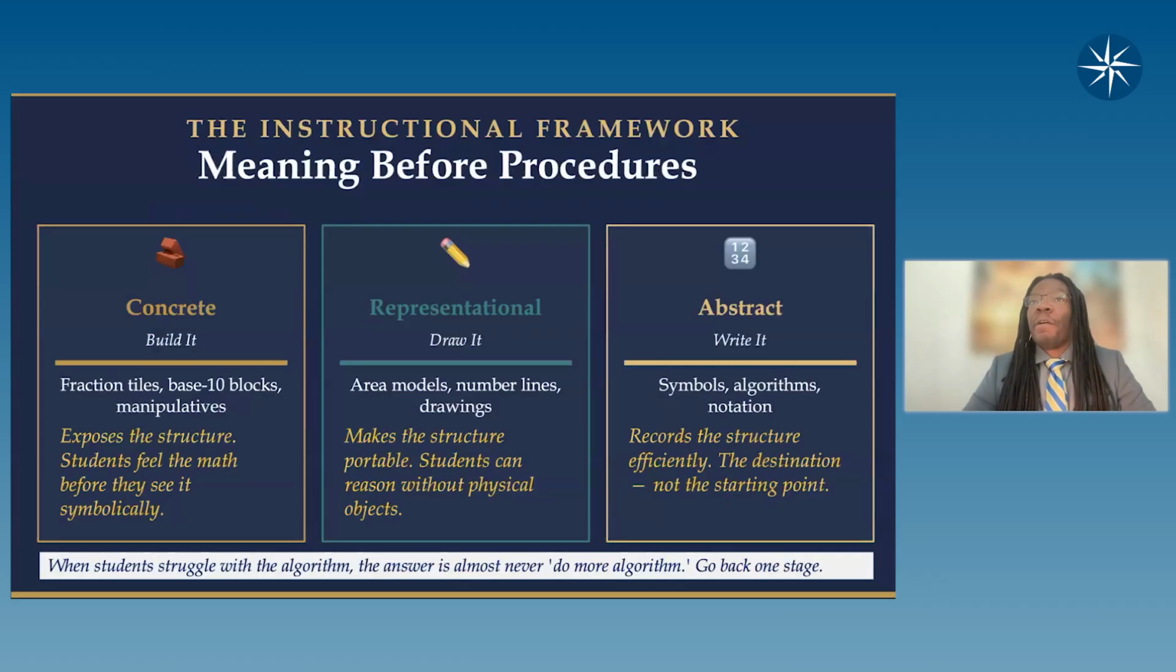Okay. So the instructional framework that we promote to help kids with this is to start at the concrete, build it. Fraction tiles, base 10 blocks, algebra tiles, counters. It helps students to see structure. At the representational models, number lines, area models. Those are the two that prominently, and the place value chart. Those are the three that prominently move across.